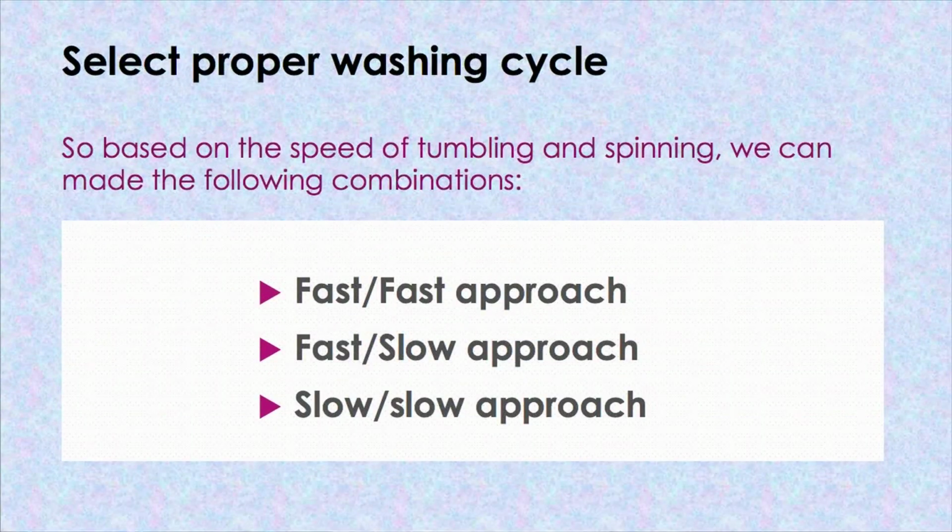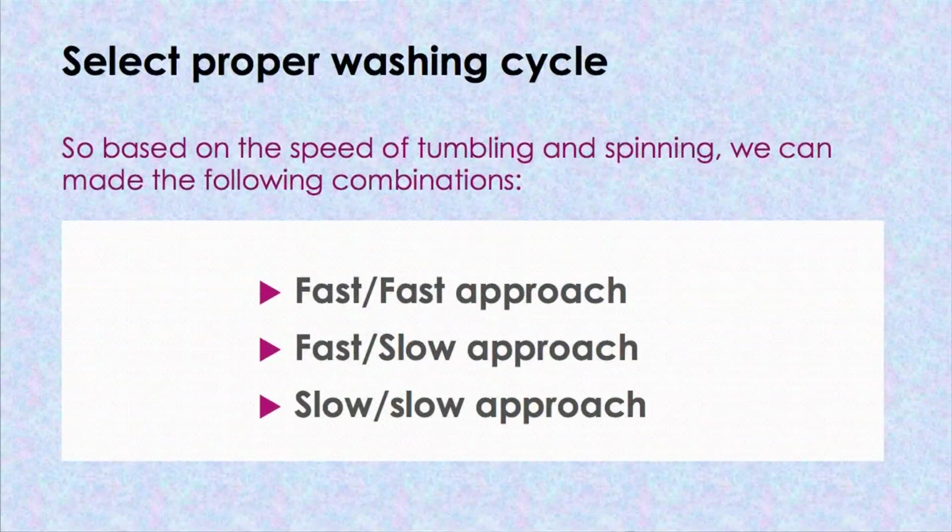Next task is to select the proper washing cycle. While selecting the appropriate washing cycle, one needs to consult the fabric care label on your item. This will help to clean the clothes while protecting them from damage during washing. So based on the speed of tumbling and spinning, you can make the following combinations.